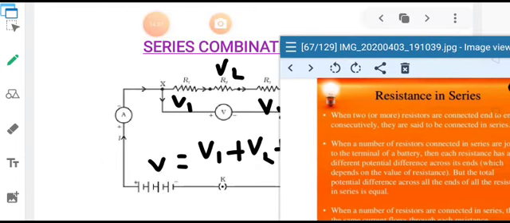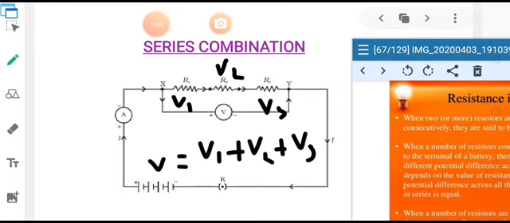Okay, next, when a number of resistors are connected in series, then the same current flows through each resistance. Now see, is there any separate path for the flow of current? You can see the direction of current has been shown over here and here. So the current is flowing in this direction, and there is only one path through which the current can flow, and that is through all the resistors.